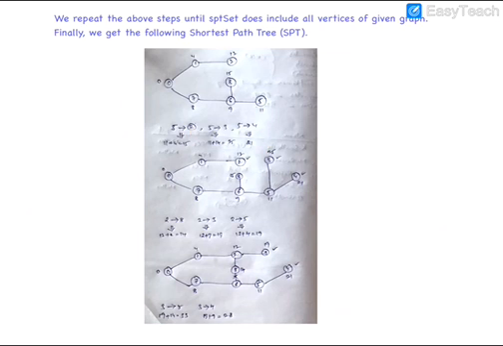So 5 to 2, we will be getting 15. 2 was already reached with 12, so no update. Then 5 to 3, it is 25. 25 is less than infinity, so it is updated. Then 5 to 4, we will be getting 21. 21 is less than infinity, so it is updated. So now we will be getting this graph, and 5 is included into our SPT set.